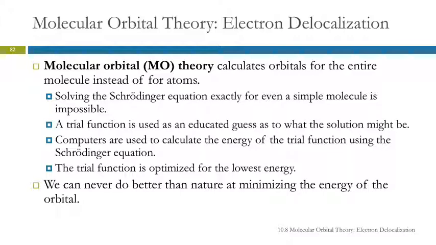So solving the Schrodinger equation exactly, even for a simple molecule, is just flat out impossible. And so what they do is they take a trial function, an educated guess, we think, well, this might be close, and they put that into a very powerful computer, and they see what it comes out with. And so then they tweak the function a little bit until they get the lowest energy that they can. So this is how we approximate molecular orbitals. Of course, we can never do better than nature at minimizing the energy of these orbitals, but we try.